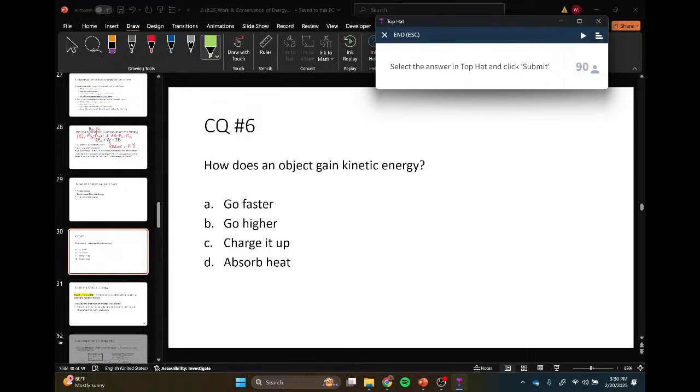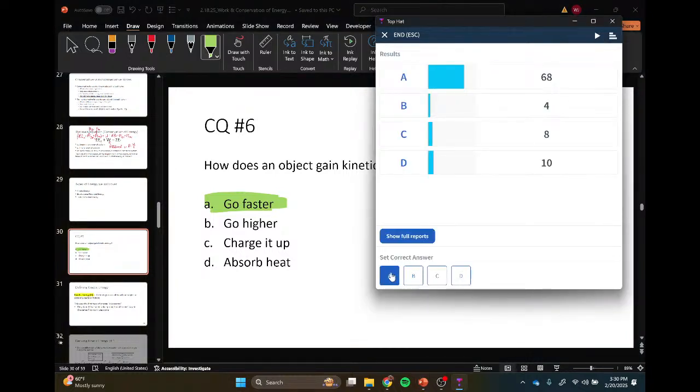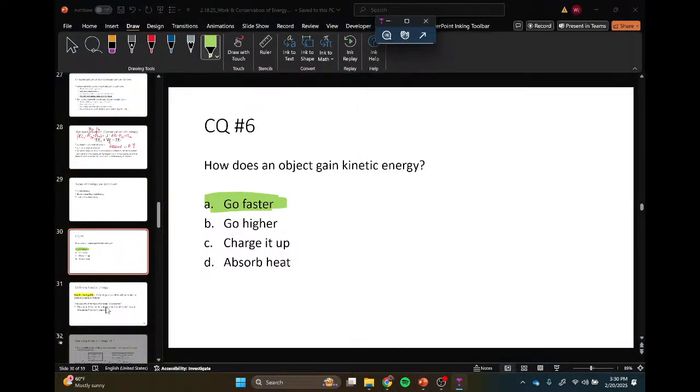All right, how do you gain kinetic energy? You go faster. Great, that's the easy way. If you're not moving, you got no kinetic energy. The word kinetic means motion. Boom. Yeah, we did it. Great. Kinetic energy. First one discovered.